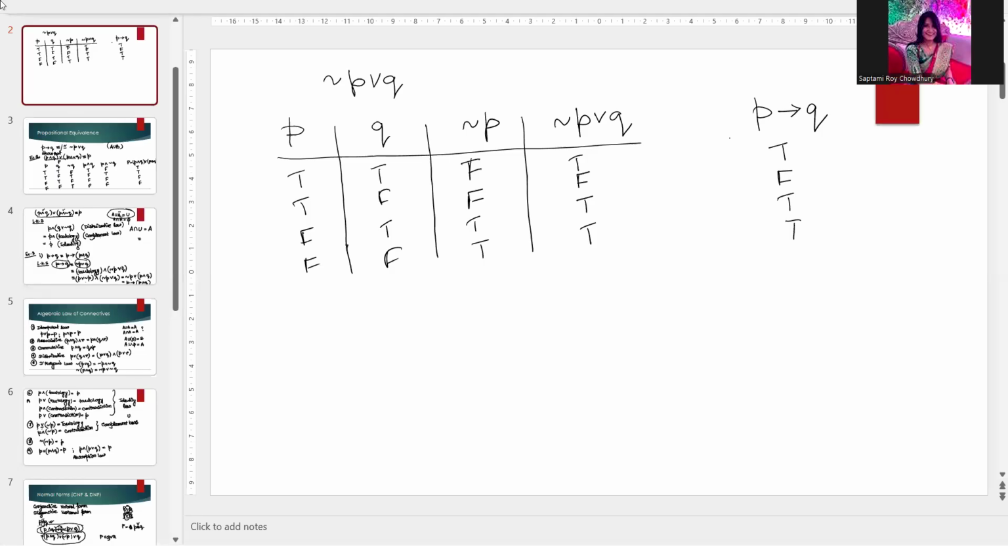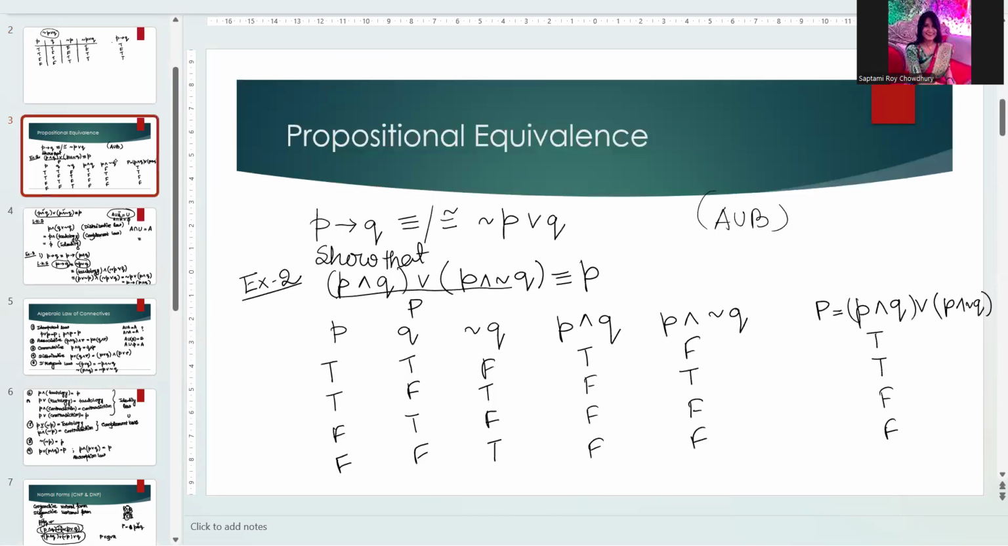In the last video, I stopped here. I will give you a question like this one to solve. Negation P, disjunction Q. So here is the result: true, false, true, true. If you see the previous lecture video, you will see that P implies Q has the same truth table like this one. So our next part is called propositional equivalence. Sometimes it is also called logical equivalence.